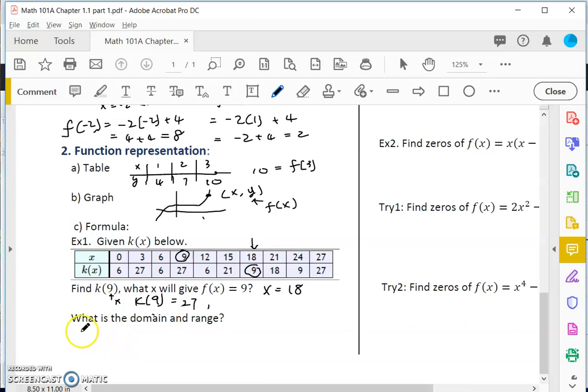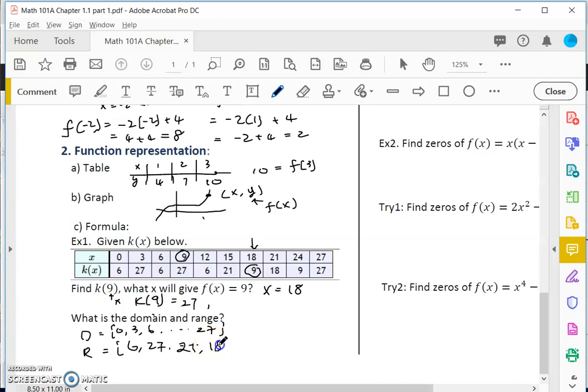What is the domain and range? Domain is all the x values. So in this case, it will be 0, 3, 6, dot, dot, dot, all the way to 27 as listed. We write it in a set. And range are all the y values, 6, 27. So you basically list it like a roster. If they show up double, you don't have to relist them. You just write it once.